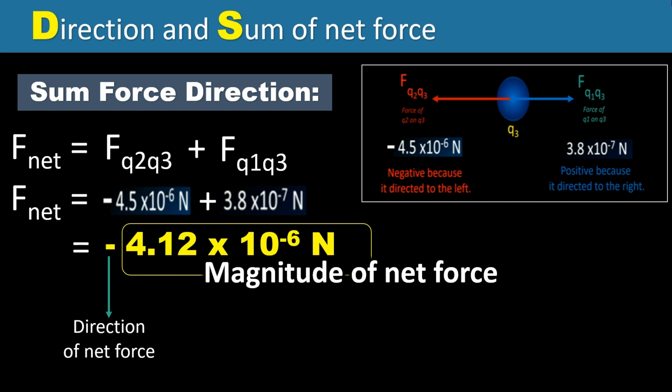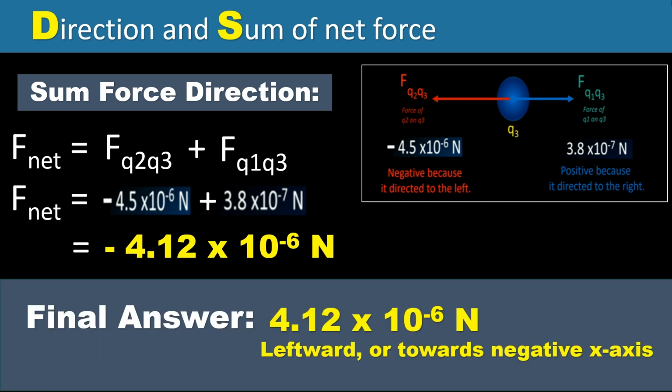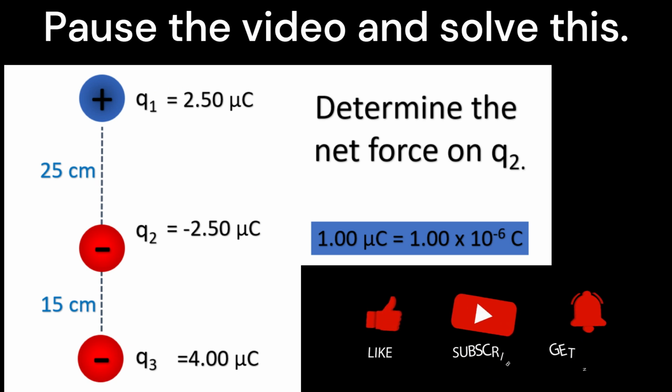For this problem, the total net force is negative, suggesting that the force of Q2 on Q3, which is directed to the left, is greater than the force of Q1 on Q3, which is directed to the right. Try to solve this example using the process that we have discussed in this video.